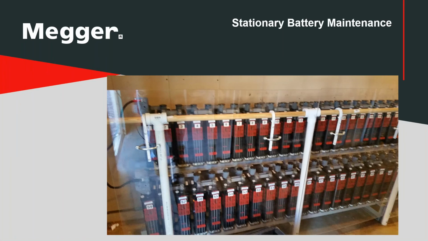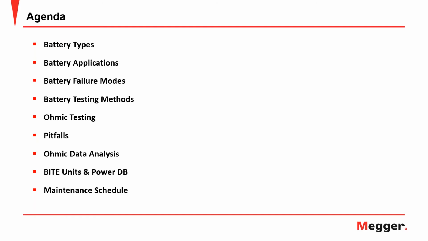And what we're going to do here is cover stationary battery maintenance. We're going to cover different battery types, their applications, their failure modes, and the different battery testing methods. We're going to delve into ohmic testing and some of the pitfalls you can get into. Then we're going to look at how you actually analyze that data to make determinations. And then we'll take a look at some of the units like the byte units, power dB, and we'll cover some maintenance schedules. Now let's go to the battery types.